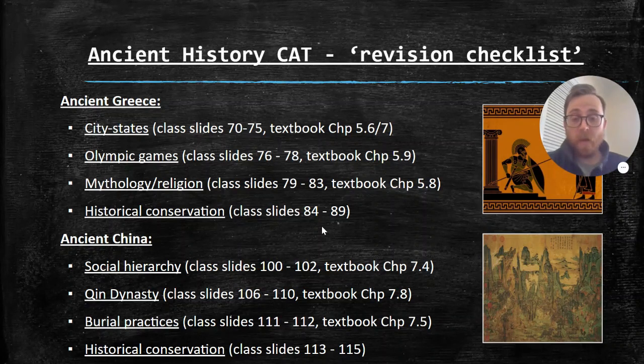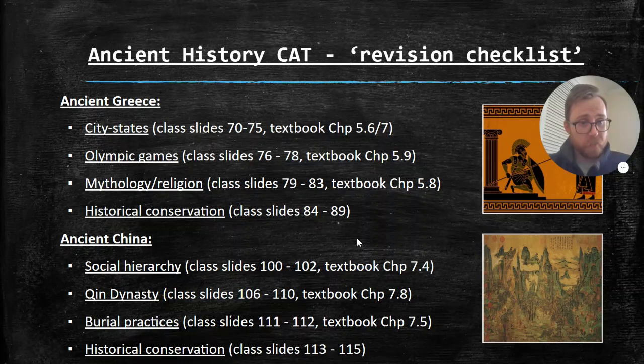The Qin dynasty was the period of history that we looked at in the greatest detail in ancient China during our history unit. That's in class slides 106 to 110 and textbook chapter 7.8. So you're looking at the first emperor of China, Qin Shi Huang. I apologize for mispronouncing that horribly, I assume. You're looking at who was the first emperor of the Qin dynasty. What did he do? Why was he so significant? What was his legacy after he was gone? So what did he achieve? What did he accomplish? So the Great Wall, the Terracotta Army, the changes he made to ancient Chinese society. So he's done quite a lot of things, and it's all located in chapter 7.8 in those class slides.